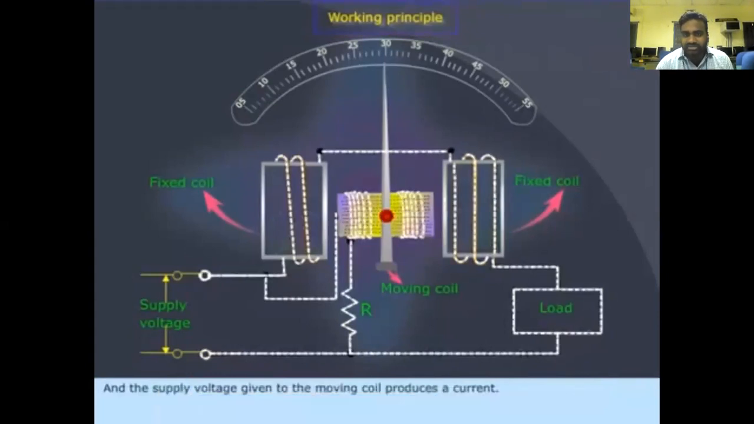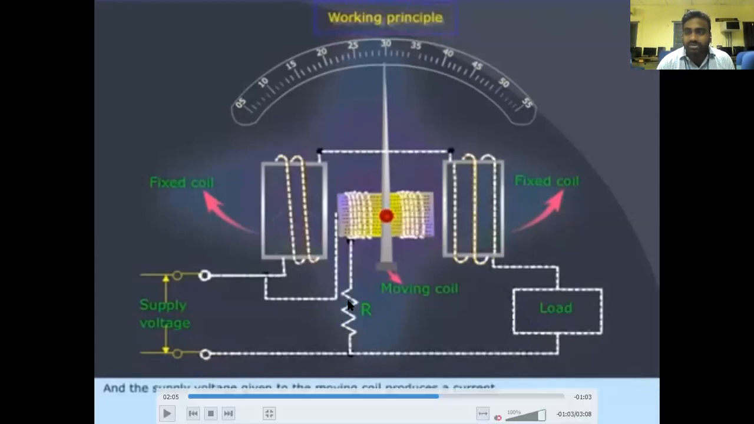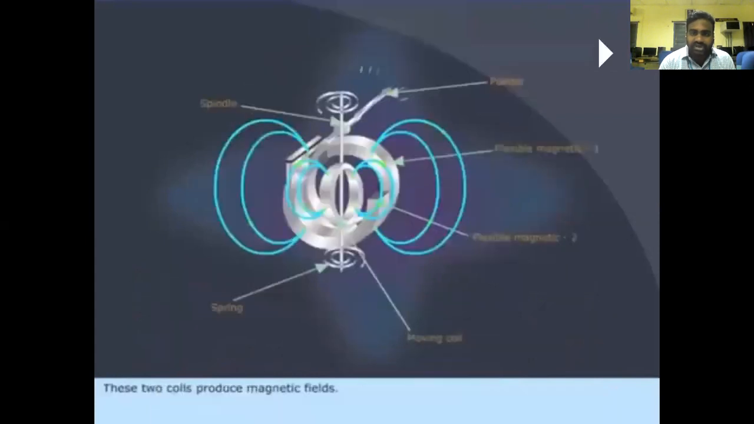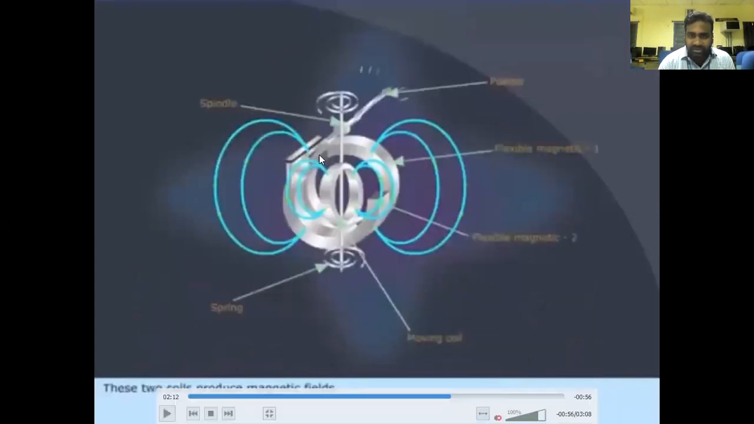That current is produced in the moving coil because of the continuous application of voltage. Let us say the moving coil has a copper conductor, continuously linked with the supply voltage. What will happen? A certain amount of current will be induced in the moving coil, and that current is limited by this resistor. So the dotted lines show the current flowing in the fixed coil, and the voltage applied to the moving coil. In this condition the flux will start linking.